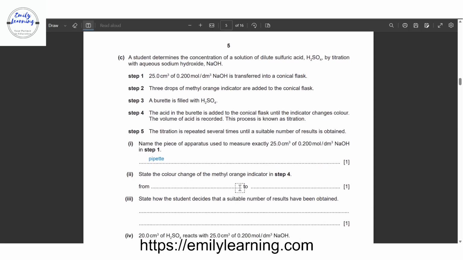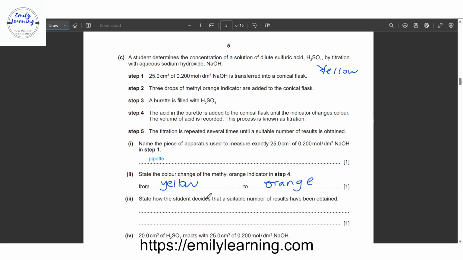Next, they ask, state the color change of the methyl orange in step 4. So initially your methyl orange was placed in sodium hydroxide. Sodium hydroxide is alkaline. So when methyl orange is alkaline, it is yellow. So initially at step 1, the methyl orange is yellow. Then when the titration is completed, the methyl orange will change from yellow to orange to show that the titration is completed. That means all the sodium hydroxide is completely neutralized. So the answer is yellow to orange.